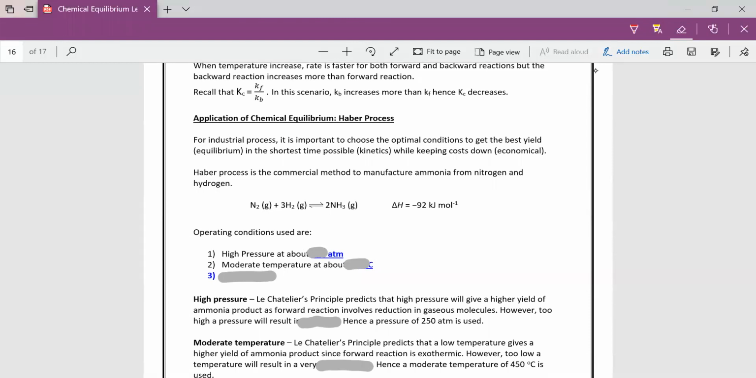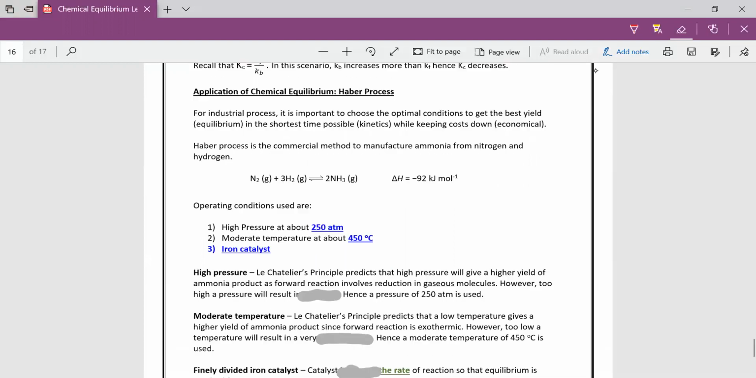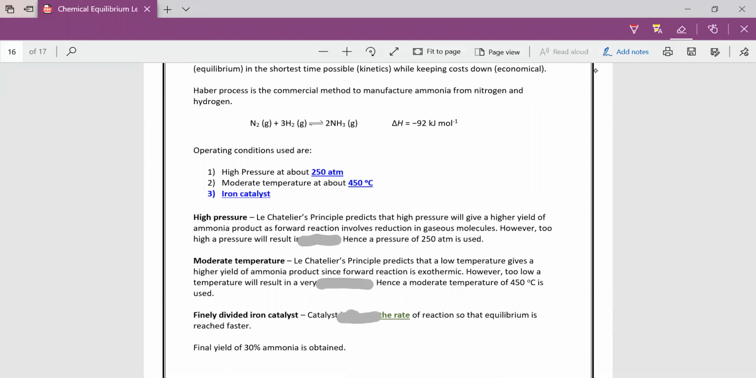Application of chemical equilibrium is applied to the Haber process. I think you might have seen this particular example before. We need to adjust the equilibrium such that we get the best yield in the shortest time possible. So the operating conditions are actually high pressure, moderate temperature, and the use of a catalyst. High pressure causes the equilibrium to shift to the right.